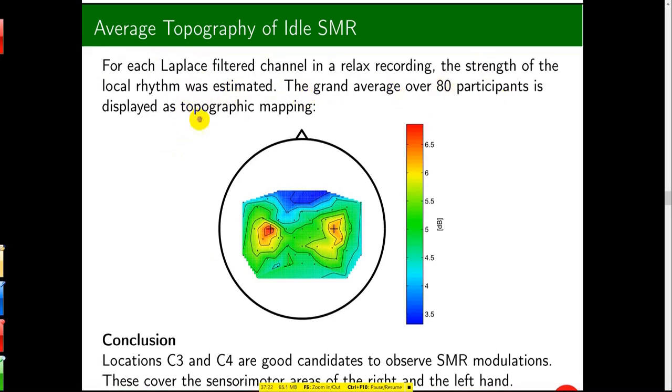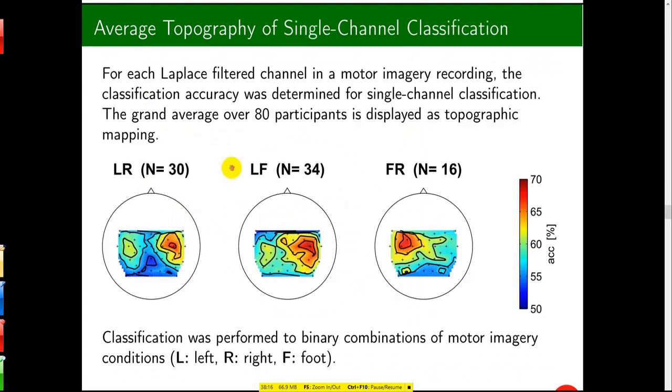Okay, the grand average over 80 participants is displayed as a topographic map. 80 subjects participated in this experiment. If you average across all subjects, we can localize the best channels. And in this case it was two channels, C3 and C4. So these C3 and C4 are good candidates to observe SMR modulations, right? Sensorimotor areas.